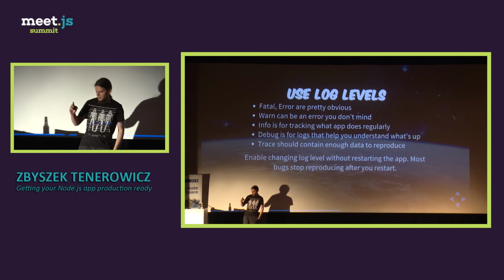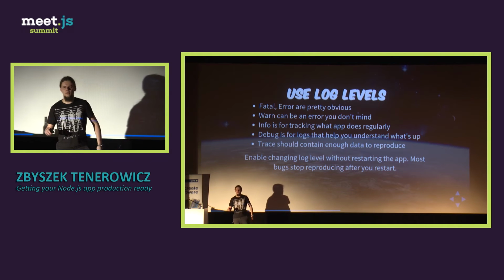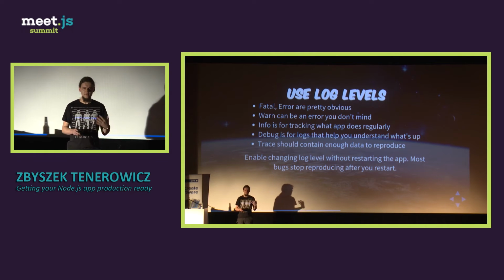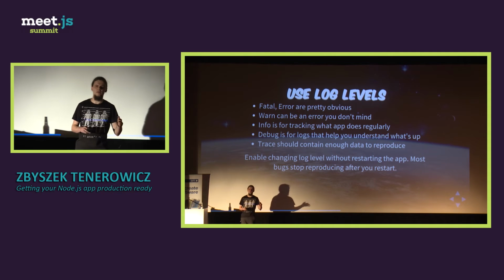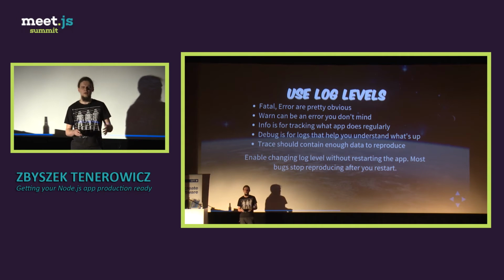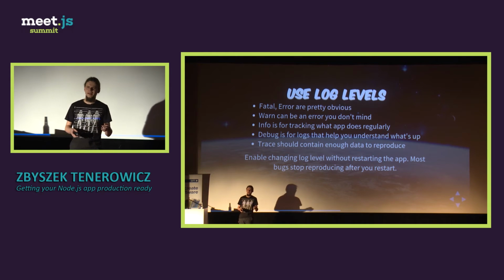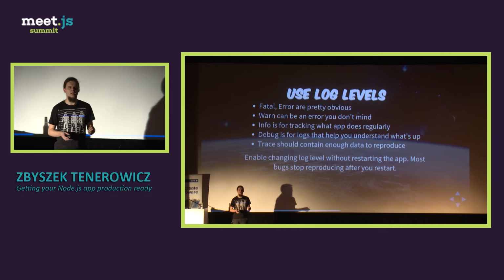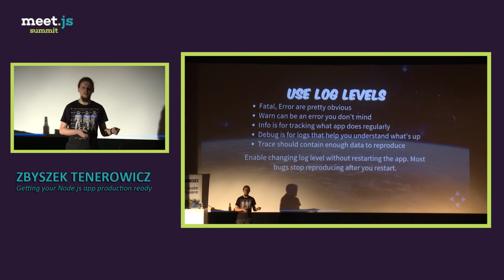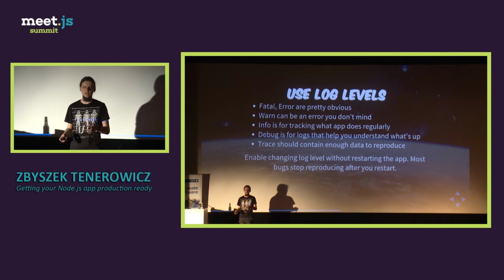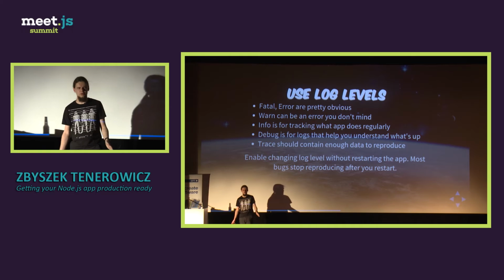Okay, and you want to be able to change the log level while the app is running, so that daily you just run on the info or debug level, depending on how comfortable you feel about your app running in production. And then when something starts happening, you switch to trace and try to reproduce, instead of shutting down, changing the log level, bringing it back up, because then you will not reproduce anymore.